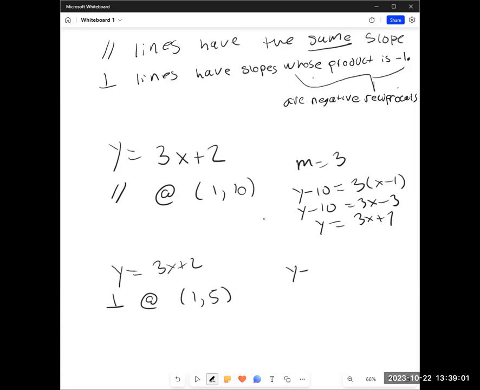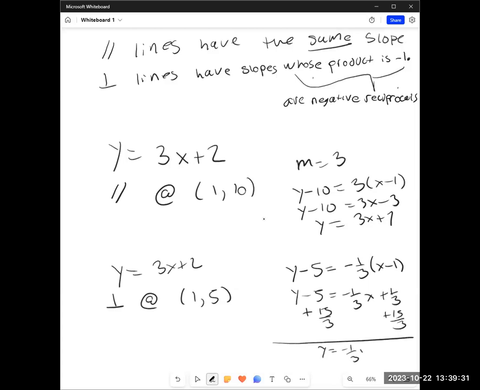So y minus 5 equals, and now the slope is not 3, but it's going to be -1/3 times (x minus 1). So y minus 5 equals negative 1/3 x plus 1/3. So we're going to add 15/3 to both sides, which is adding 5 here, which gives me y equals negative 1/3 x plus 16/3, something like that. So that's very common to have to do in math.